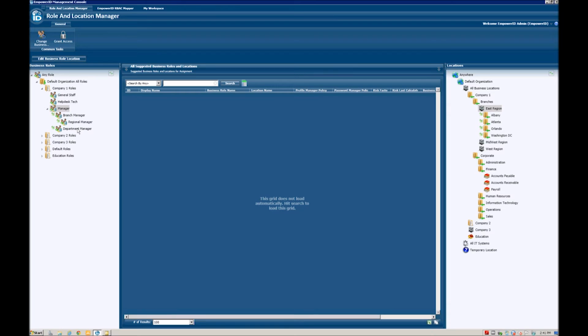So if I have certain things that a branch manager or a regional manager or department manager all need to get, maybe a particular distribution list for all managers in the organization, I can assign that at an upper level node of the manager instead of having to assign it at all of these individual nodes. That's just a way that we can leverage our inheritance.